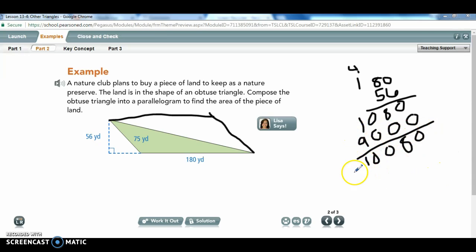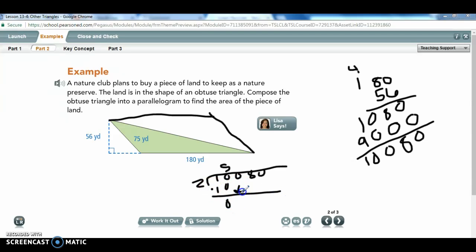So I have this really big number, however, only the shaded triangle is what I want the area of. So I know that I can just divide by 2. So I'm going to take this big number and divide by 2.